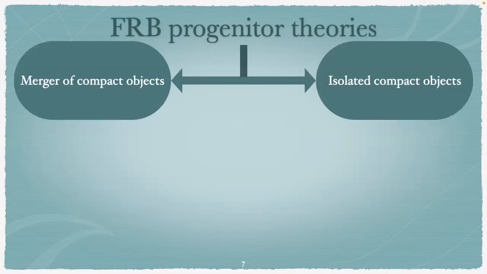So primarily there are 2 theories. If you take all the theories into groups, one is basically the merger of compact objects, that means 2 objects merge eventually. And the other is an isolated object. It doesn't have any companion, it's just an isolated object. And some physics is related to this and some physics is related to that.